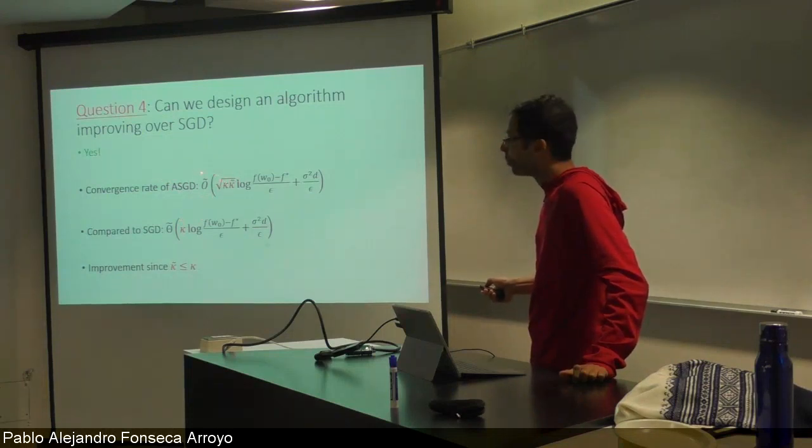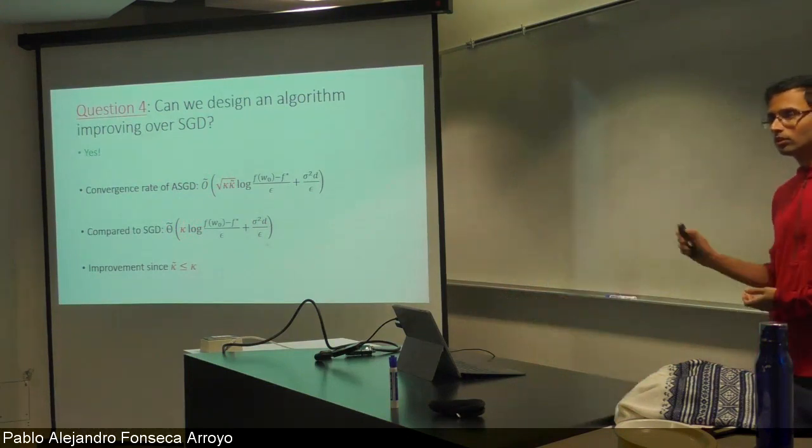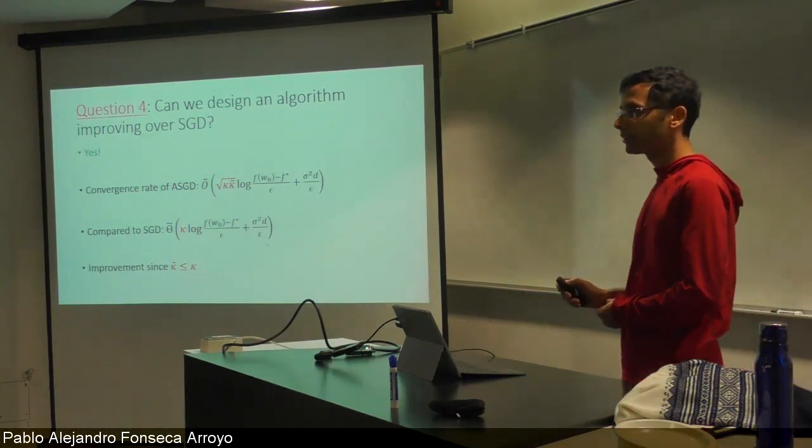Okay, so because kappa twiddle, as we saw, is always less than or equal to kappa, there is always an improvement over kappa, right? And whenever kappa twiddle is much smaller than kappa, this is a significant improvement over kappa. Okay, so this is the main result for the algorithm that we have.